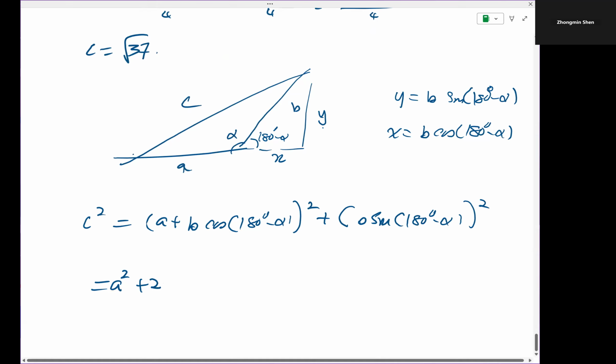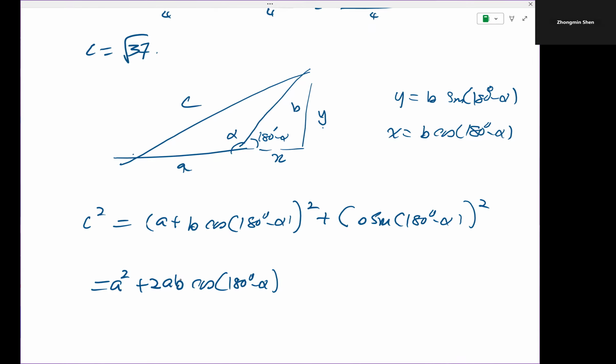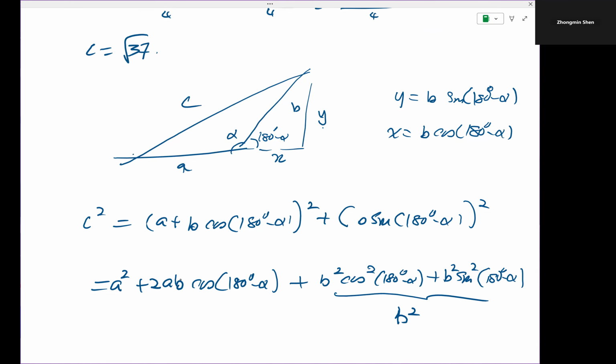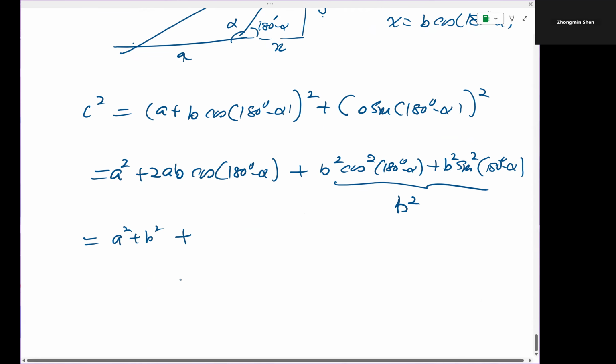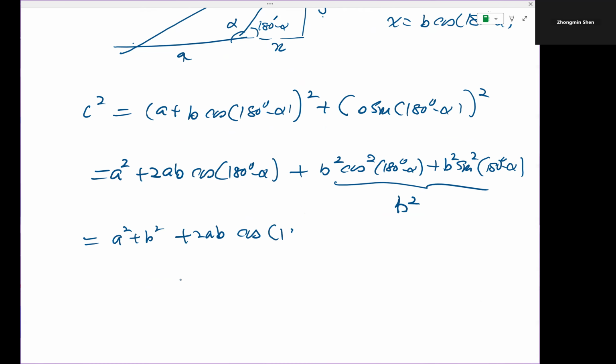Okay, so I multiply this out. It'll be A squared plus 2AB cosine of 180 degrees minus alpha, plus B squared cosine squared of 180 degrees minus alpha, plus B squared sine squared. And you see that this is just equal to B squared. Do you agree? Because sine squared plus cosine squared equals 1. So you get the very nice formula: C squared equals A squared plus B squared plus 2AB cosine of 180 degrees minus alpha.